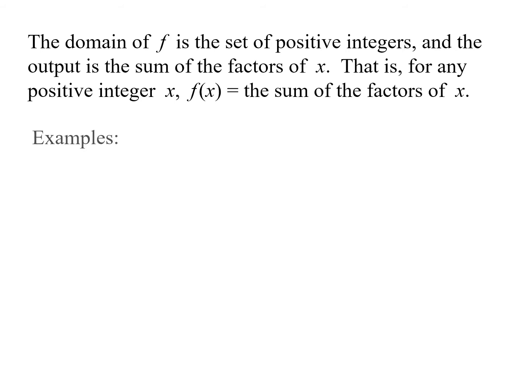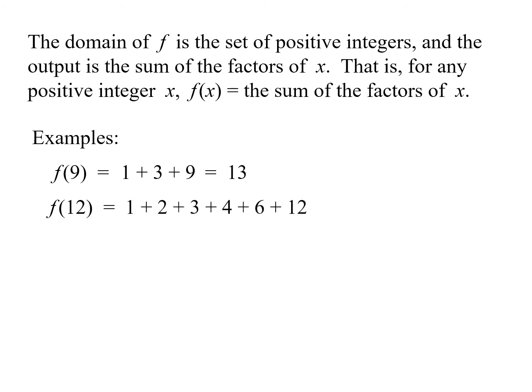Here are some examples. f(9) is the sum of the factors of 9. 1, 3, and 9 are the factors of 9, and they add up to 13. f(12) is the sum of the factors of 12. Let's see, 1 goes into 12, 2 goes into 12, 3 into 12, 4 into 12, 6 and 12 all go into 12, and they add up to 28.